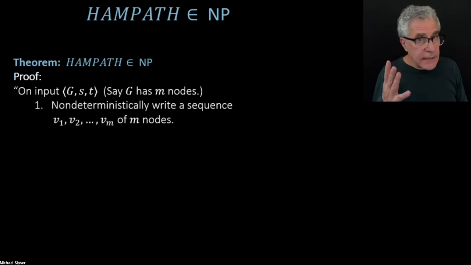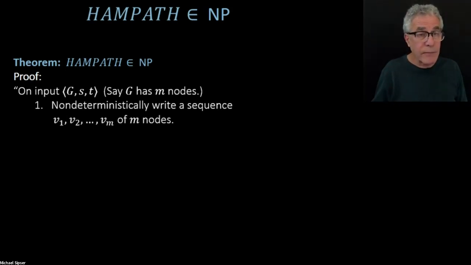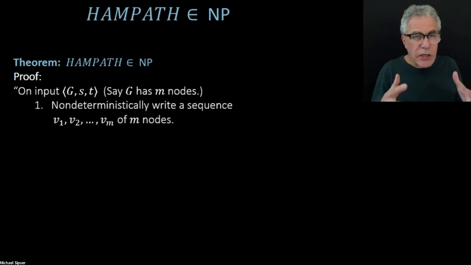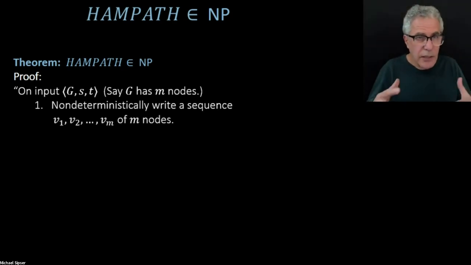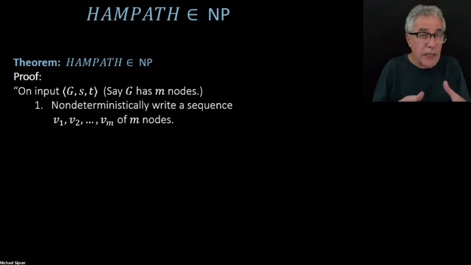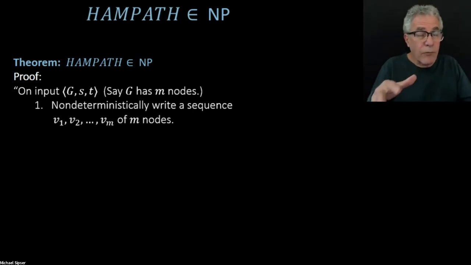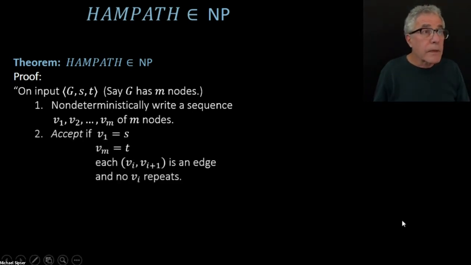If you like to think of the guessing metaphor for non-determinism, you can think of the non-deterministic machine as guessing the right path, which is going to be the Hamiltonian path from S to T. But I think for this discussion, it might be more helpful to think about all of the different branches of the non-determinism, because that's perhaps more useful when we're thinking about it in terms of time. You should be used to thinking about it in many of the different ways, but maybe the computation tree of all branches might be the more helpful one here.